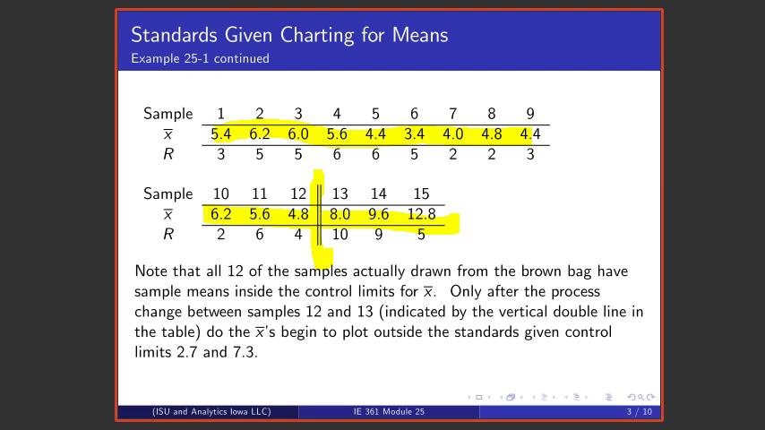This is an example where the data tell us that indeed something is different beginning at sample 13 than the standard. That it's just implausible that those last 3 X bars came from the brown bag, and indeed physically they did not.